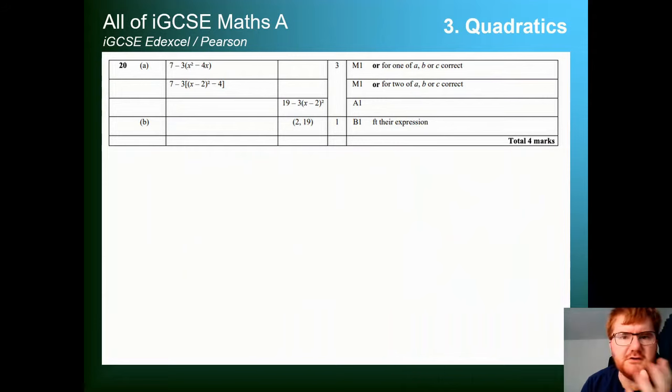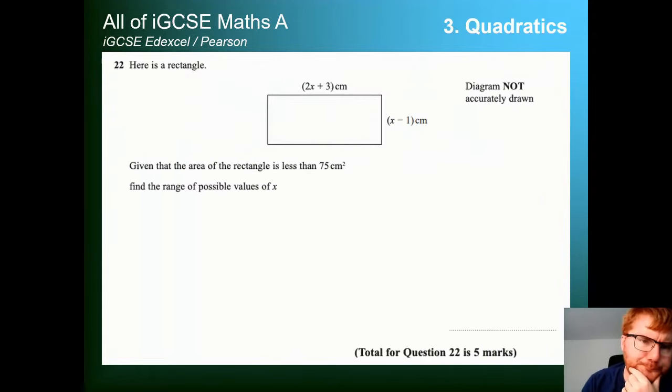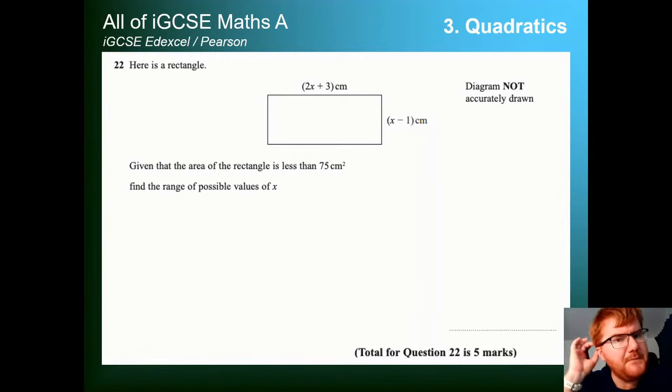Question 20, we've just looked through too. Okay, and now on to, again, a completely different style of question. In this case, we've actually got some geometry in here, but it also requires the use of quadratics. Again, all the questions we looked at in this section are the harder questions on the course.